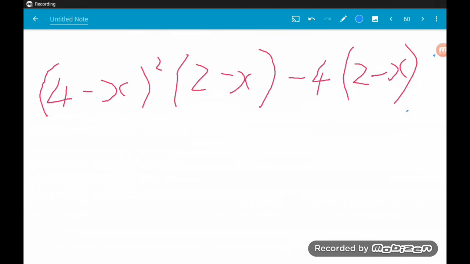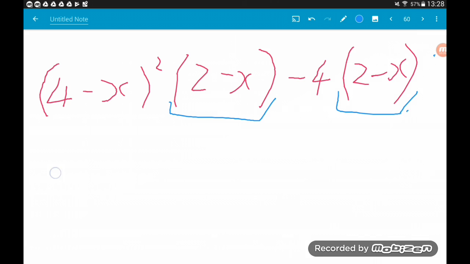Okay, then there's this guy. We want to factorise 4 minus x squared times 2 minus x, minus 4 lots of 2 minus x. So how are we going to do this? Well, first of all, you might be thinking, let's expand some brackets. No, let's not do that as a first resort. We might have to, we might not. Let's check to see if there are any common factors first of all. So there is a common factor of 2 minus x.